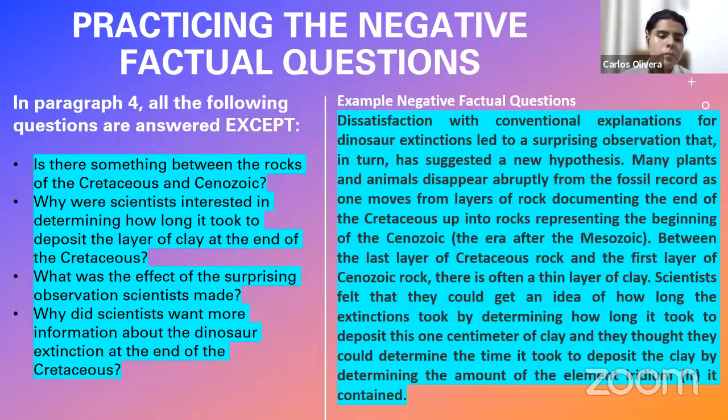What about the third one? What was the effect of the surprising observation scientists made? And well, I think this is very plain. It is not the correct answer because at the very beginning, it says that the effect of the surprising discovery was a new hypothesis. So this is once again discussed in this paragraph. But what about the fourth option? Of course, by logical discarding, this is the correct answer.